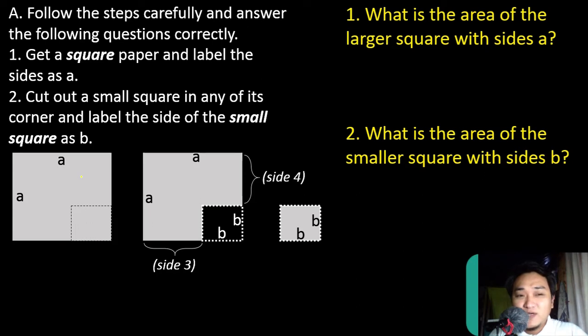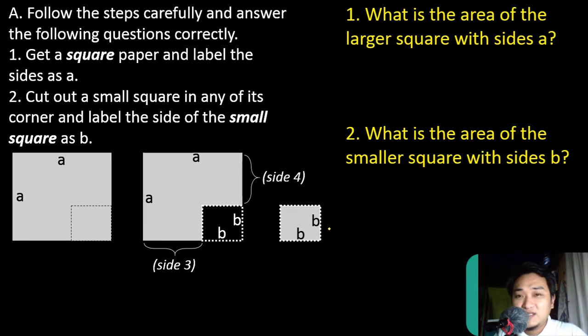Ang gagawin natin, kukuha tayo ng square paper, tapos bawat side niya, pagpalagay natin na yung haba is A o wala mo lang eksaktong sukat. And then later on, we're going to cut a small square in any of its corner and label the side of the small square as B. So puputol tayo ngayon ng maliit na square, at yung magiging dimension naman ng maliit na square galing doon sa malaking square paper na meron tayo, ang magiging dimension niya is B.